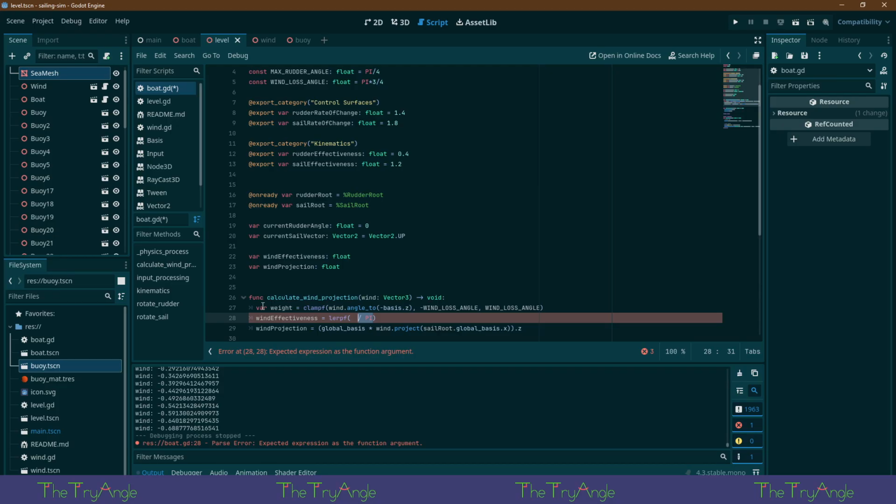And that's to make sure we don't go into any weird negative values. So our weight, actually no, it'll be this divided by pi. No, divided by the wind loss angle again. There we go. And now the weight is what we're going to lerp because we just want this to go from 0 to 1.